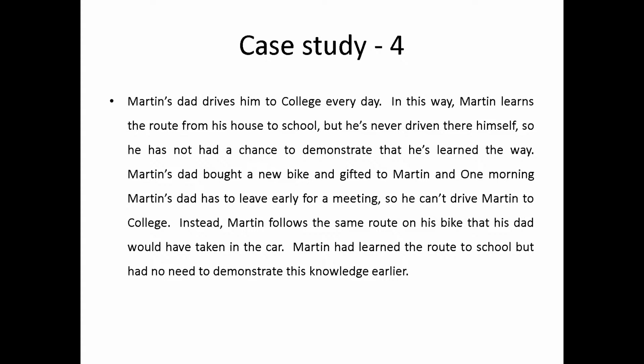Martin's dad bought a new bike and gifted it to Martin. One morning, his dad has to leave early for a meeting, so he cannot drive Martin to college. Instead, Martin follows the same route on his bike that his dad would have taken in the car. Martin had learned the route to school but had no need to demonstrate this knowledge earlier.